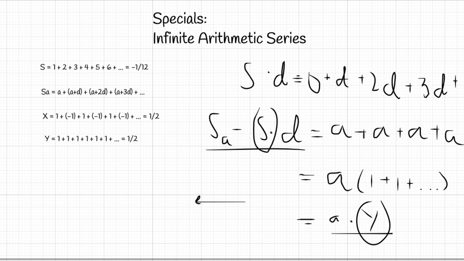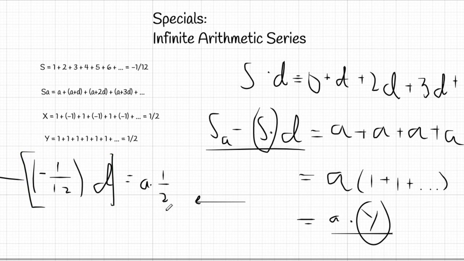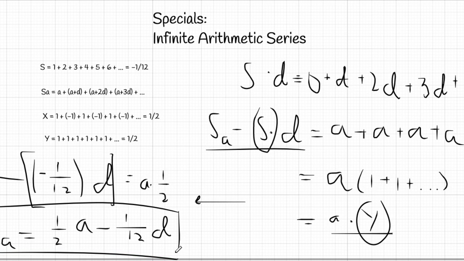I'm going to use this space again. s sub a minus, and we know s is equal to negative 1/12, times d is equal to a, or I'll use the same line actually, a times 1/2. Now, all we have to do is add this term to both sides right here, because there's a minus here. We add to both sides and we're left with s sub a is equal to 1/2 a minus 1/12 d. And that, my friends, is our final answer. I'm just going to box it right here because this is what we were looking for all the time. This is how we derived the general formula.